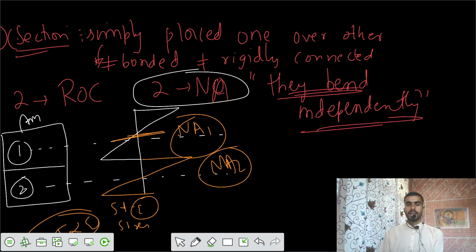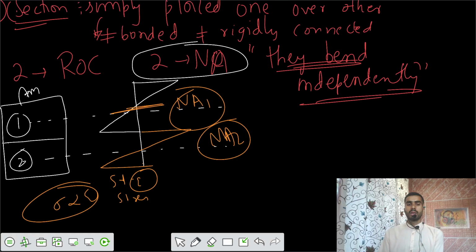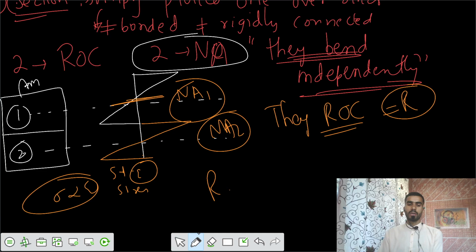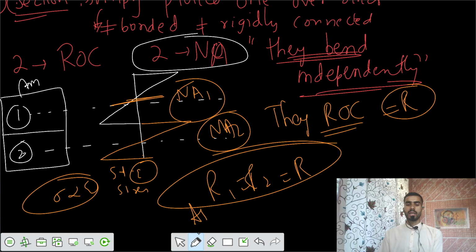To make the calculations easier, we say that they have the same radius of curvature. We assume that R1 equals R2, which equals R. This is the assumption in this one. We say that they have the same radius of curvature.